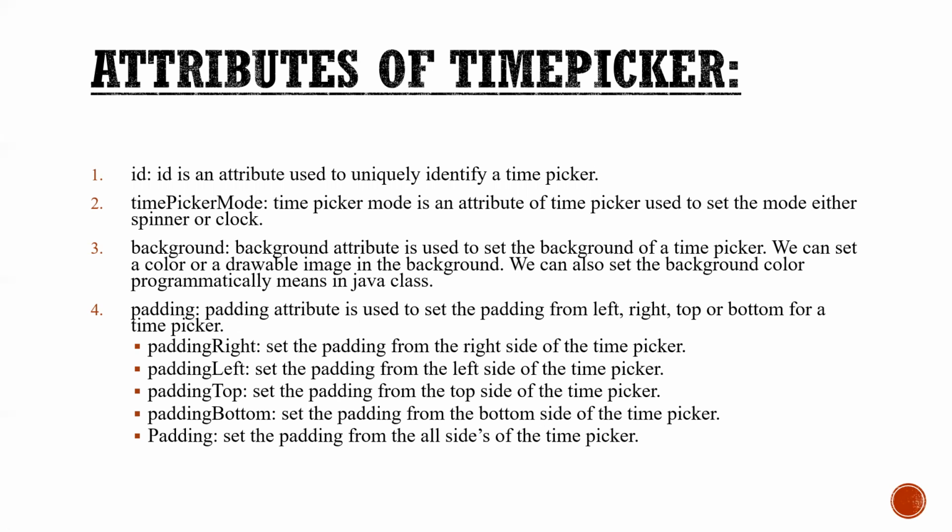Padding. As I mentioned for the DatePicker, it's similar to that. We basically have four paddings: padding right, padding left, padding top, and padding bottom. And also using the word padding, you can set all the right, left, top, bottom paddings in a single attribute, that is padding. Padding sets the padding from all sides of the DatePicker or TimePicker. The padding is similar for both DatePicker and TimePicker.